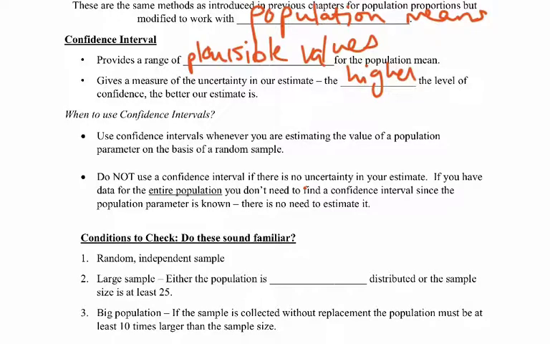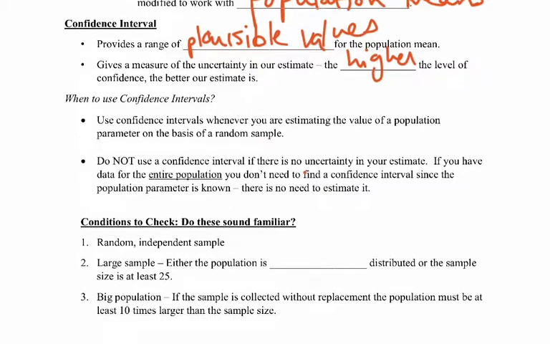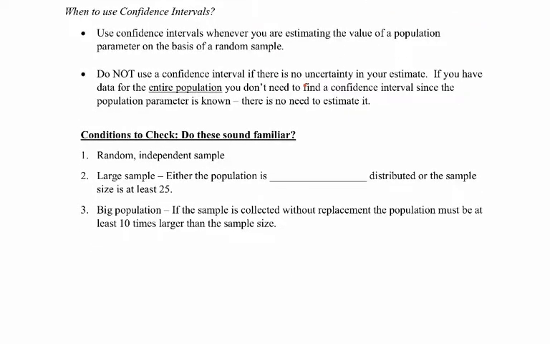So when do we use confidence intervals? We use confidence intervals whenever we are estimating the value of a population parameter on the basis of some random sample. We do not use a confidence interval if there is no uncertainty in your estimate. In other words, if you know your entire population, there's no need to estimate a confidence interval. If you have data about every student at Flagler College and that's your population, there's no need to estimate using a confidence interval. So conditions to check for before we get into it, it has to be random and independent.